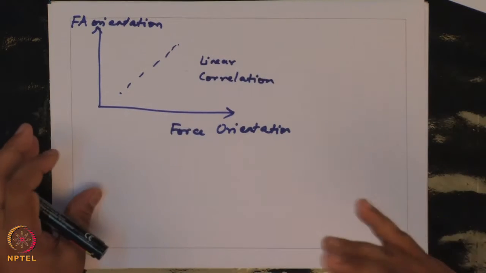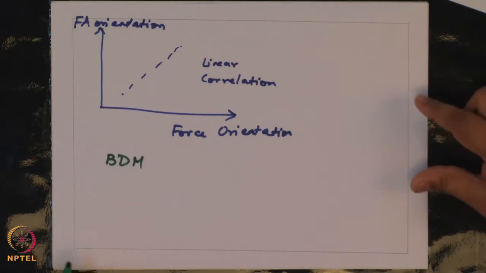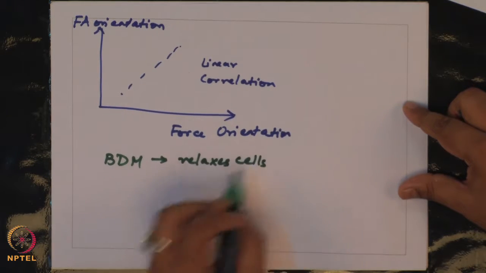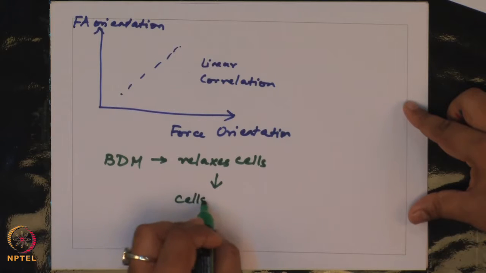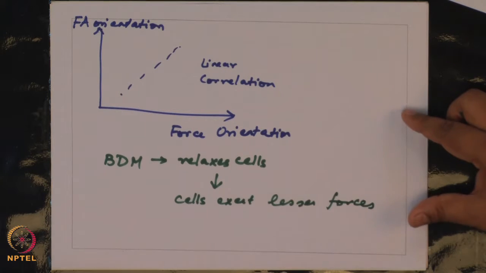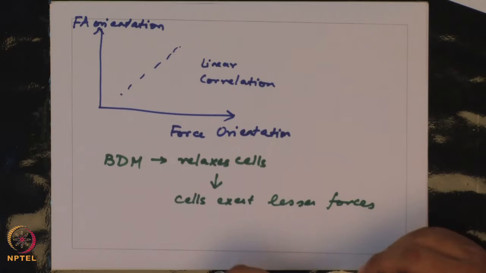Okay. So, this still establishes an association between force and focal adhesion size, but it does not say what is the directionality of this association. Okay. So, to test that, what they did was they did experiments in the presence of this drug called BDM. So, what does this drug BDM do? It relaxes cells, or in other words, cells exert lesser forces. Okay. So, you are perturbing the magnitude of the forces which the cells were exerting.